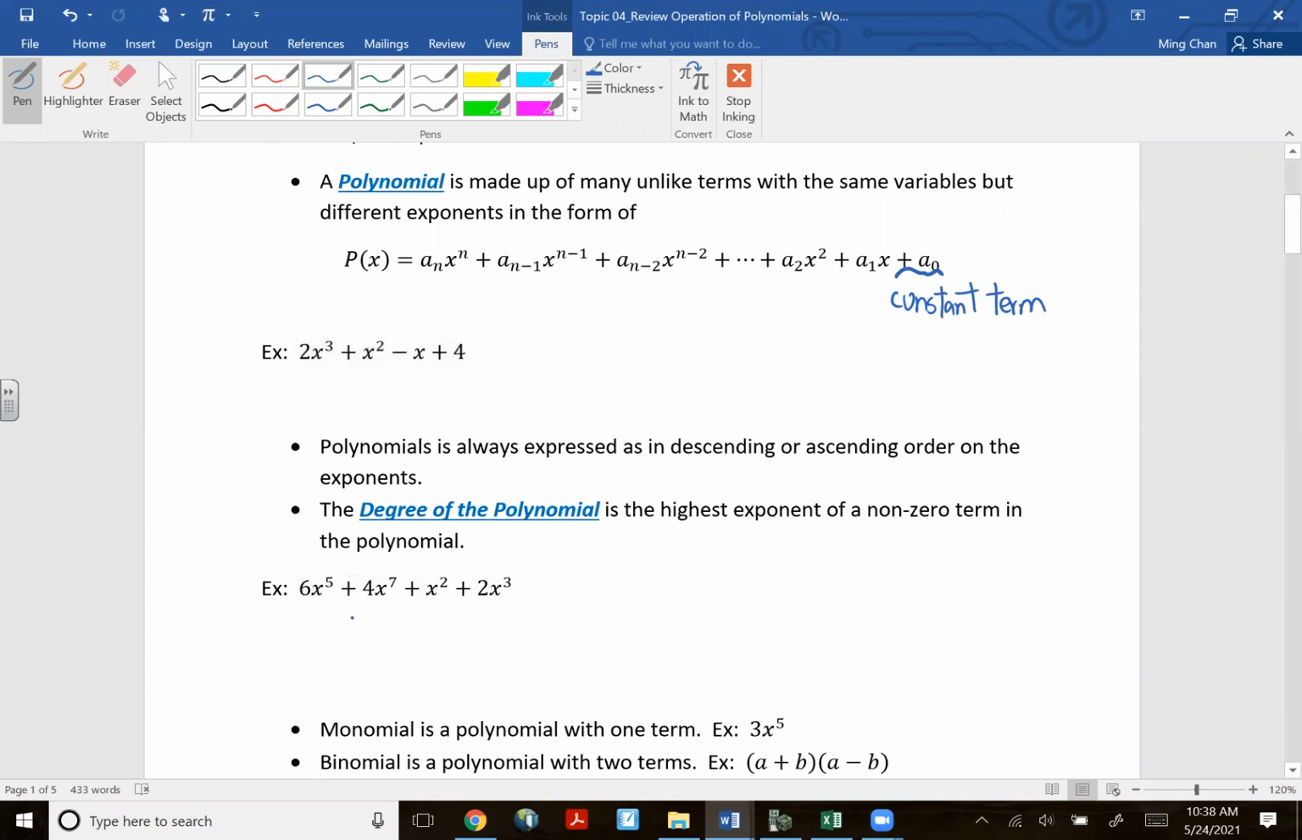So, for example, 6x to the fifth plus 4x to the seventh plus x squared plus 2x to the third. Here, the degree, and normally we call the degree n. The degree of the polynomial we express as n. The degree is 7, so this term should be the leading term. That means that term should be the first term you write. So let's put this in order. 4x to the 7th should be first. The next one will be positive 6x to the fifth power, right? Exponents go in descending order. Then 2x to the third power should be the next term, and positive x squared should be the next term.